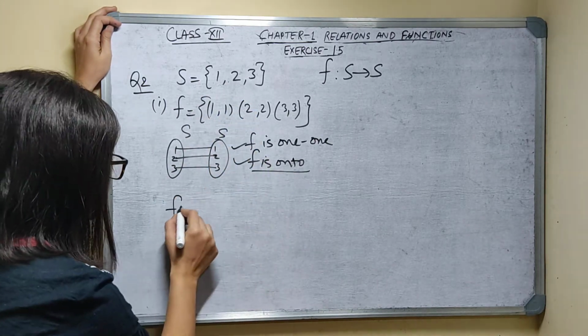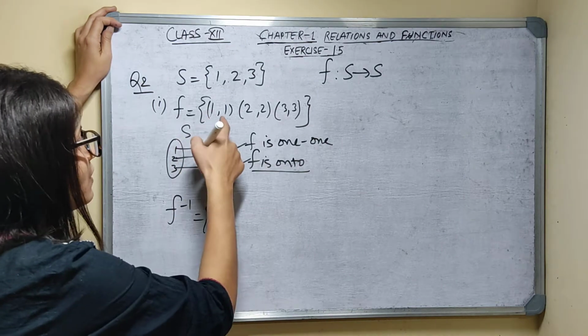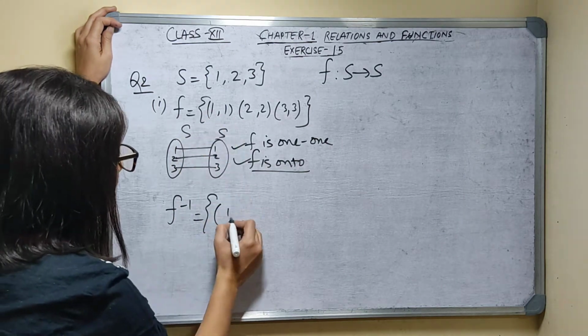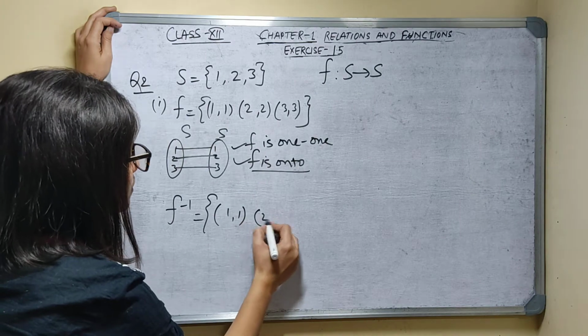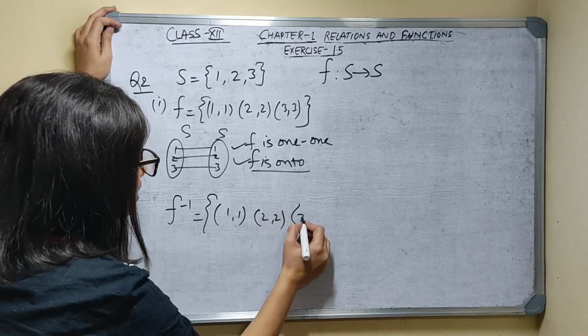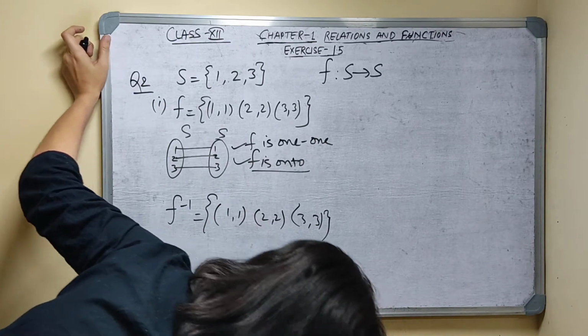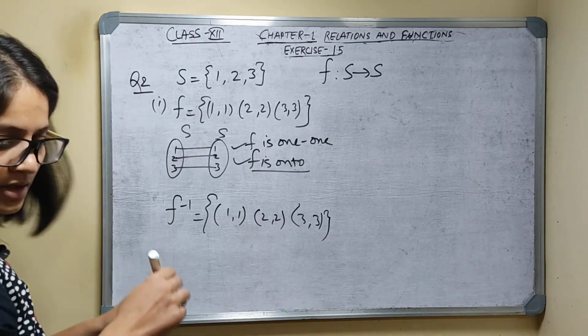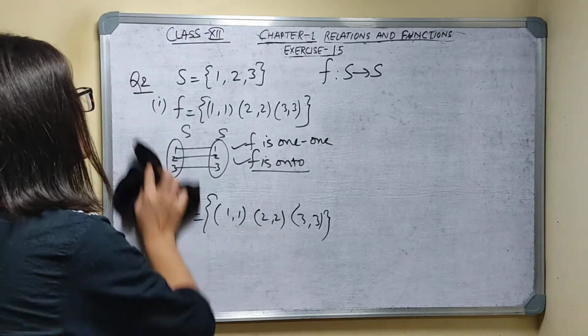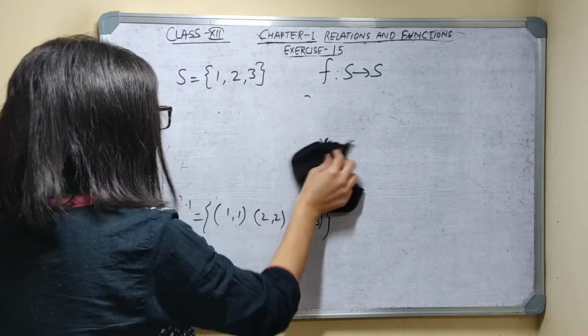So f inverse exists. F inverse exists means I can write (1, 1), (2, 2), and (3, 3). Is it clear? Now the second part you can see. This is the first part. Now the second part.